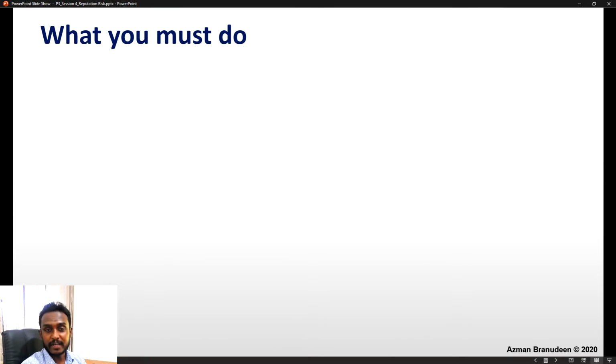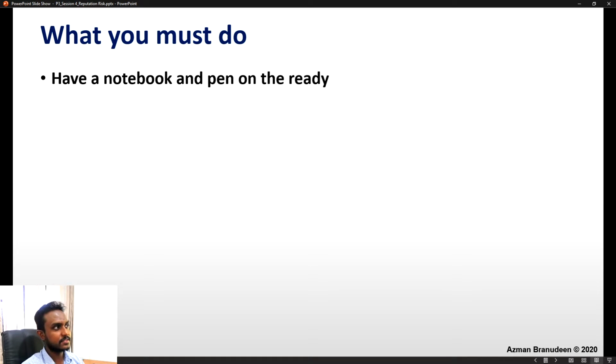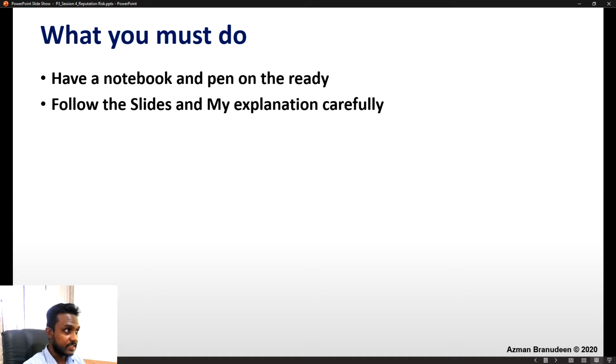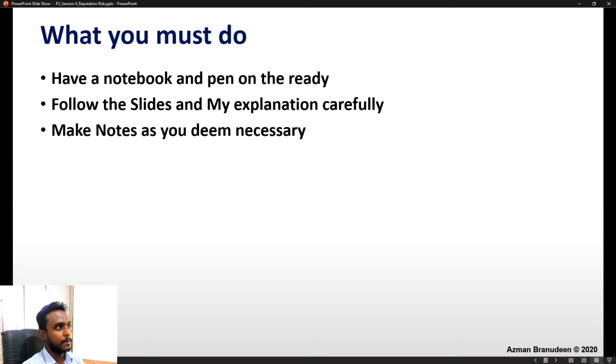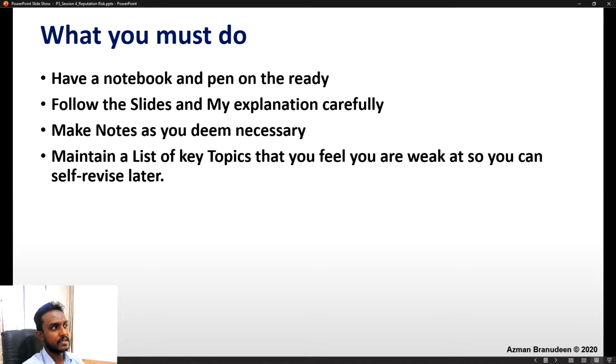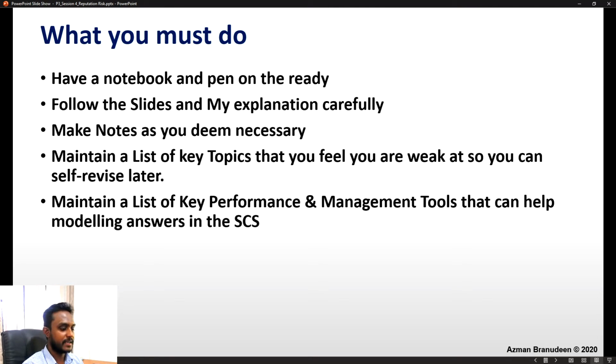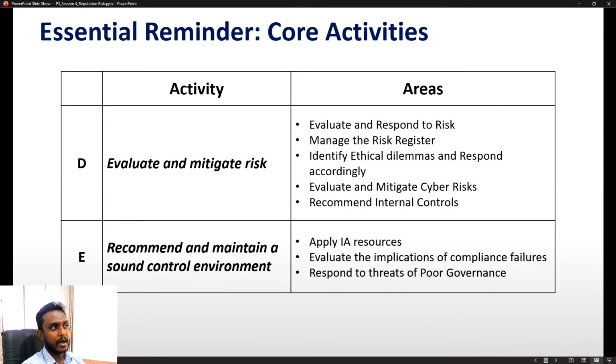A quick reminder on a few kind suggestions: do have a notebook and pen at the ready. Follow the slides and my explanation carefully. Make notes as you deem necessary, and do maintain a list of key topics that you feel you are weak at, so you can self-revise later, maybe even in detail. And maintain a list of key performance and management tools that can help model answers in the strategic case study exam.